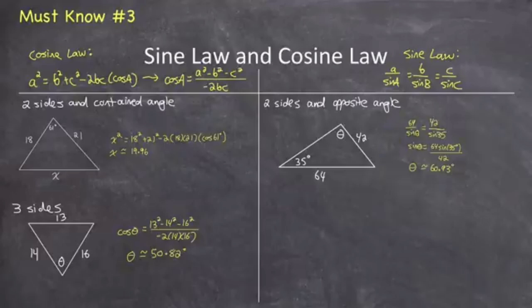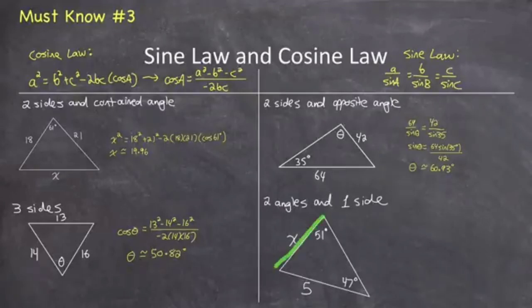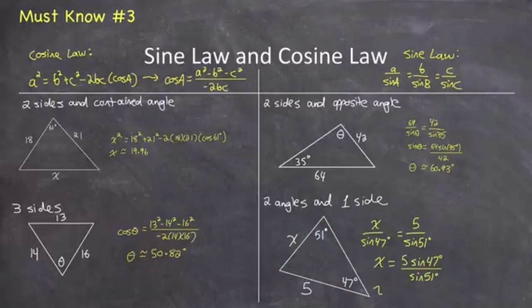The other scenario where you would use sine law is if you know two of the angles and one of the sides. In this triangle, I know that x divided by sine of its opposite angle, 47, would be equal to 5 divided by sine of its opposite angle, 51. If you rearrange to isolate x, you would find out that the value of x is about 4.71 units. And there you go. Now you know how to use sine law and cosine law to solve for missing sides and angles of oblique triangles.